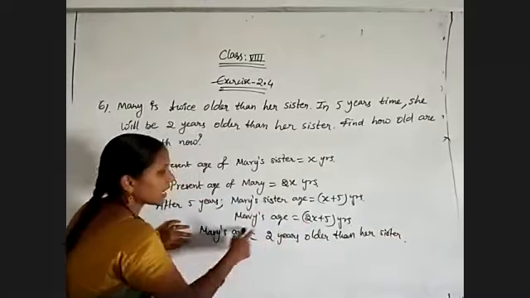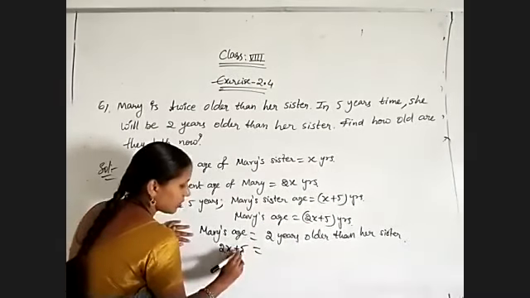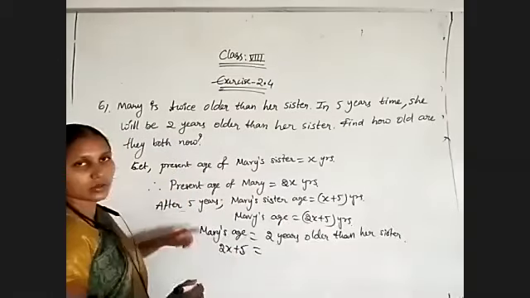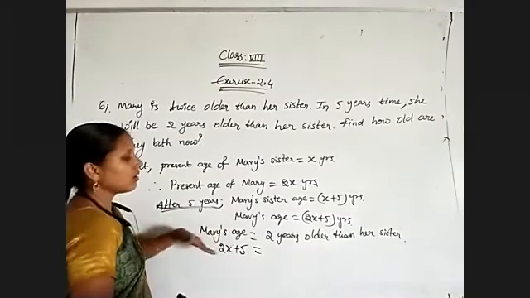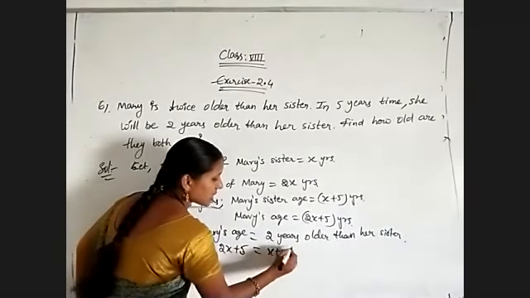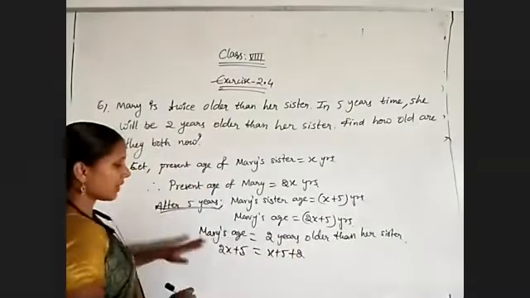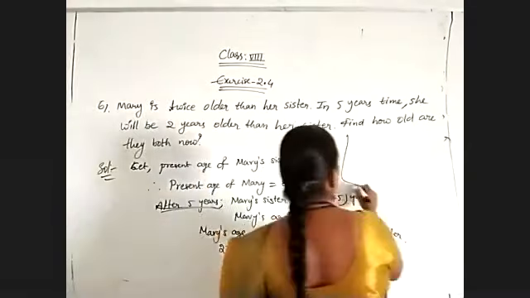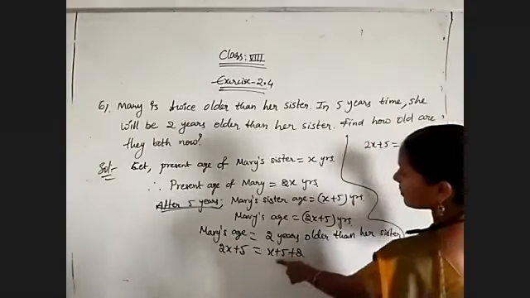So, Mary's age actually 2x plus 5, after 5 years. So, this condition is for after 5 years only. That's why here only I am writing after 5 years, everything. So, 2 years older means actual Mary's sister age is x plus 5, and 2 years older means plus 2. That's all. We got the equation now. So, that is nothing but 2x plus 5 is equal to x plus 5 plus 2.